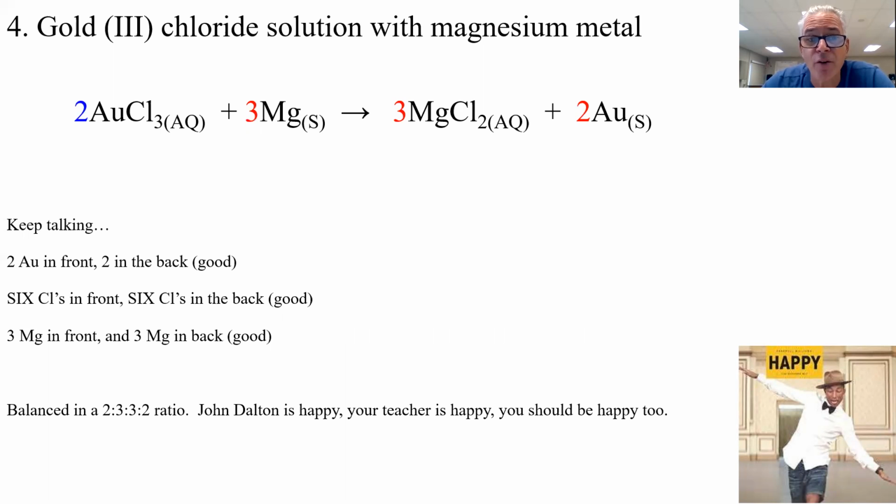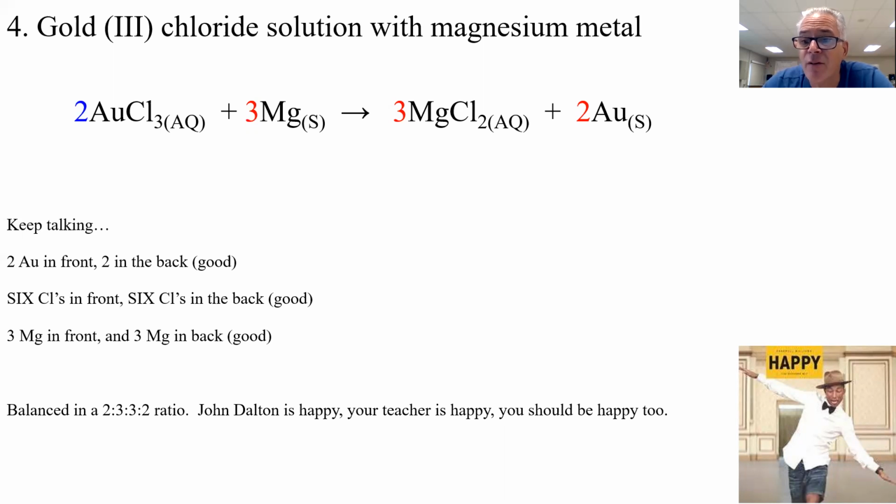Now, one more time, we go through it. 2 golds in the front, 2 golds in the back. 6 chlorines in the front, 6 chlorines in the back. 3 magnesiums in the front, 3 magnesiums in the back. It's balanced. It's in a 2 to 3 to 3 to 2 ratio. John Dalton's happy. I'm happy. You should be happy too.